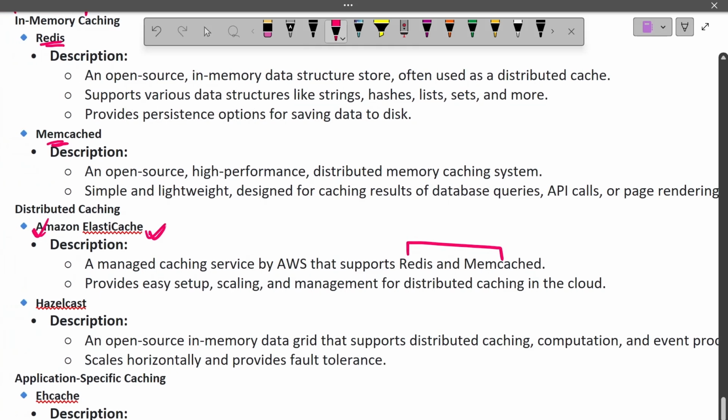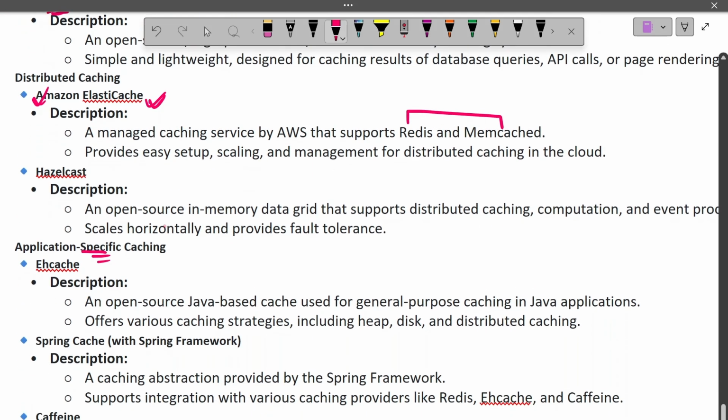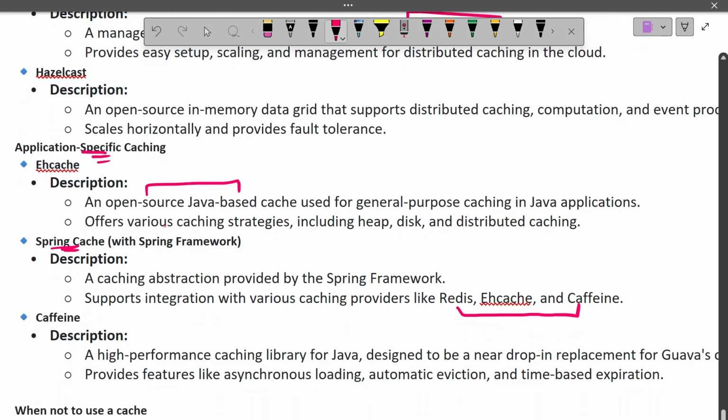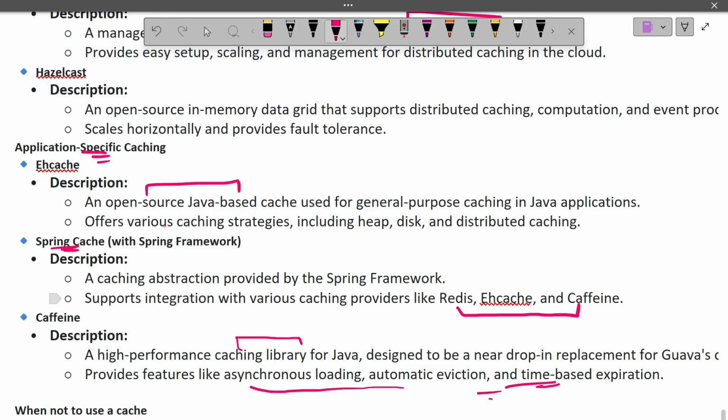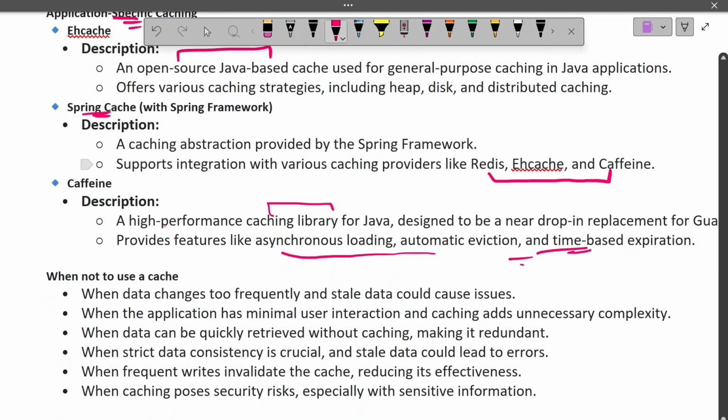Another category is application-specific caching, which is simple, local and easy to implement. Like Ehcache, an open source Java-based cache. Spring Cache is very common, comes with the Spring framework itself and has all of these implementations. Caffeine is another caching library for Java, and it has all of these features. What solution you want to use depends on a lot of R&D and brainstorming based on your business use case and solutions. This is just to give you a very rough understanding of the industry-wide used solutions.